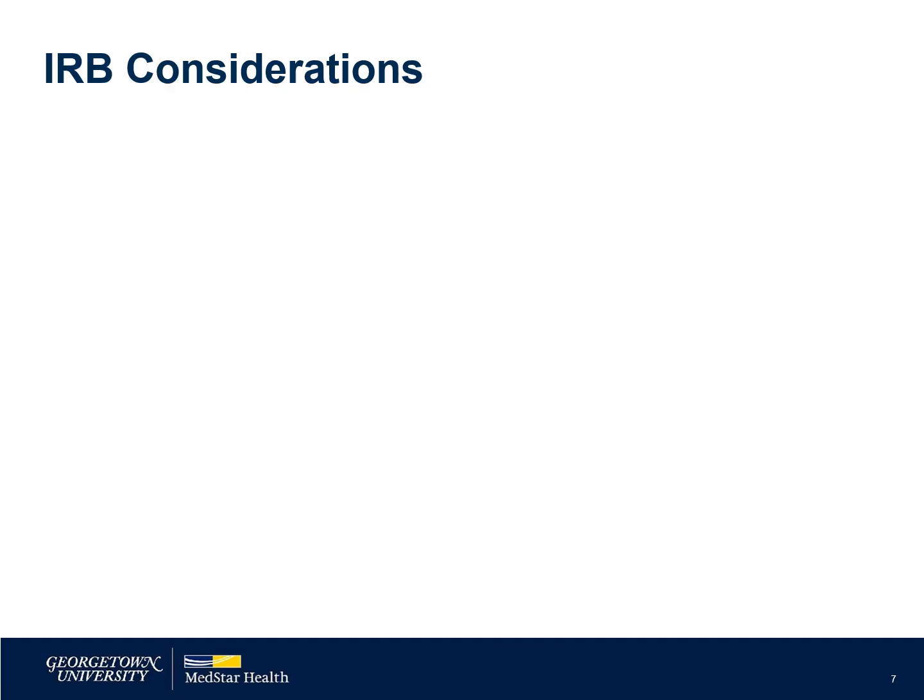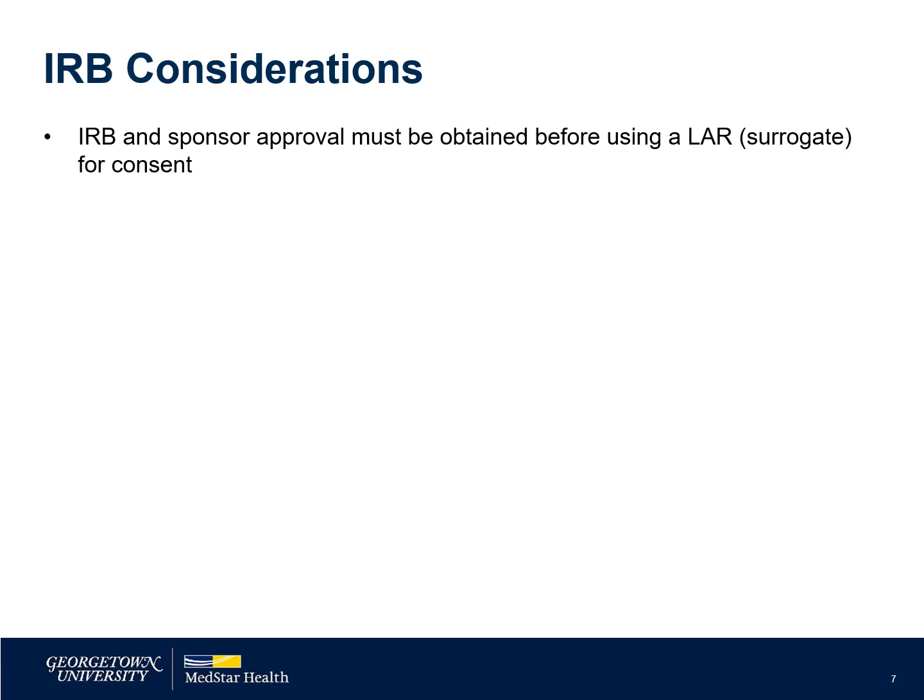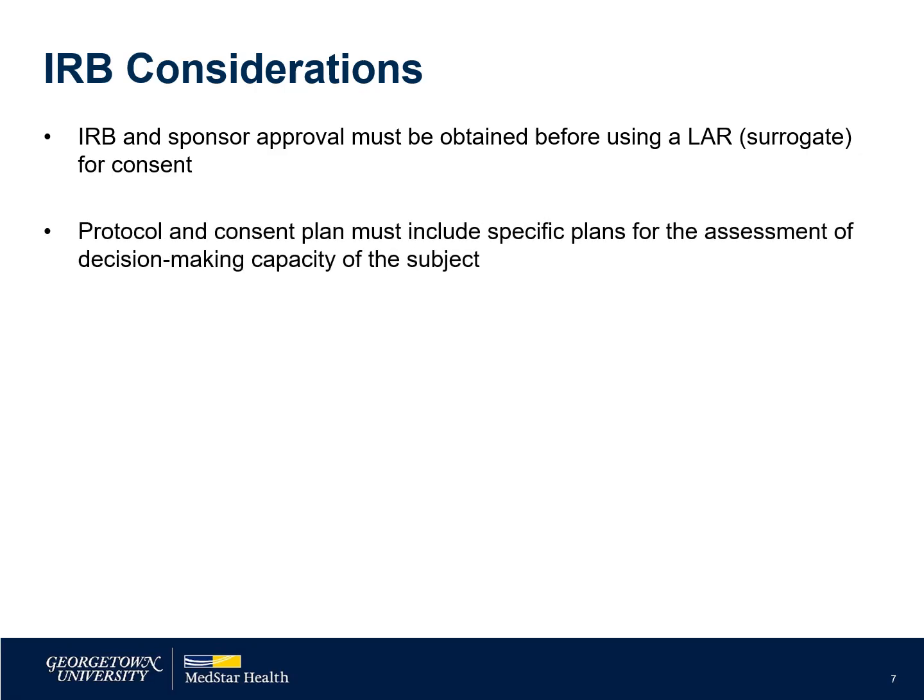Before beginning the consent process with the legally authorized representative or surrogate, some collaboration with the IRB is necessary. One of the most important requirements is receiving approval to obtain consent. IRB and sponsors' approval must be obtained before using a legally authorized representative or surrogate for consent. Refer to the IRB of record for policies on when surrogate consent is permitted, as it may be limited in certain types of research.